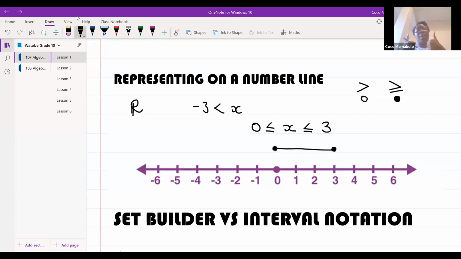Okay, I need a thumbs up or a thumbs down from you guys, either in the chat or you can use your reactions. Are we comfortable with representing real numbers on a number line? Because I'm telling you guys, when you guys do functions, this is going to come up again. It's going to come up. Excellent, guys. Awesome, awesome.